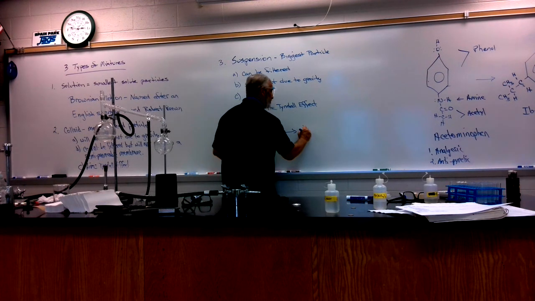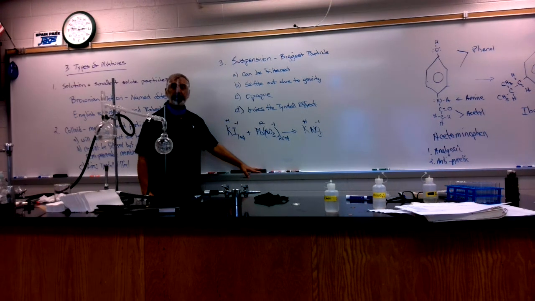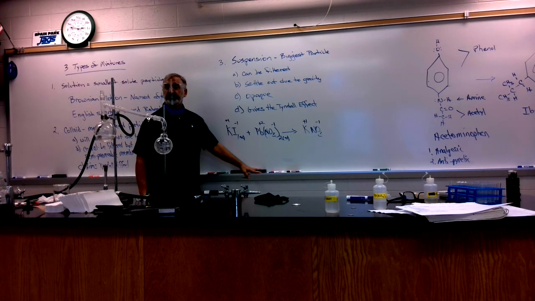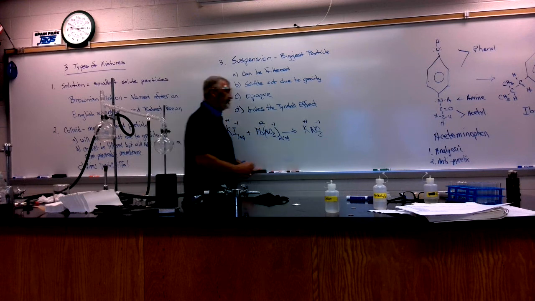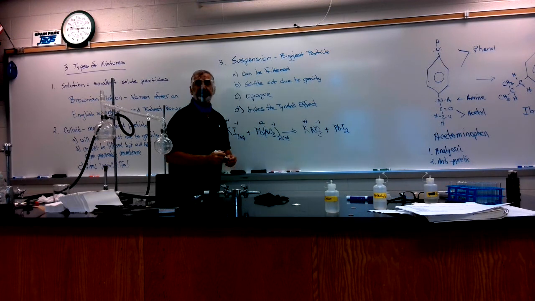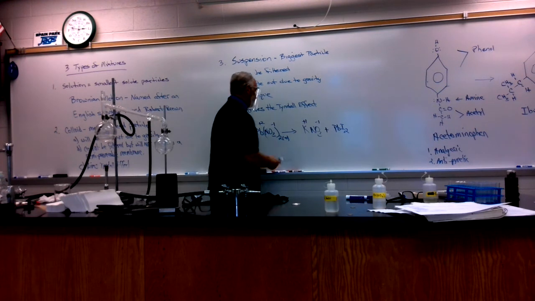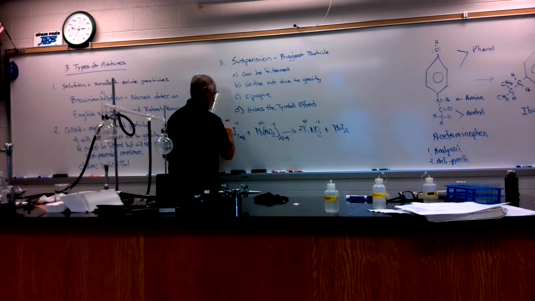Potassium nitrate. Potassium is plus one. Nitrate is minus one. So it's just KNO3. What's the other thing going to be? PbI2. Because it's plus two, minus one. Okay? So those are our two products. But then we have to balance it. Yeah, we have to balance by putting a two in front of the KNO3.